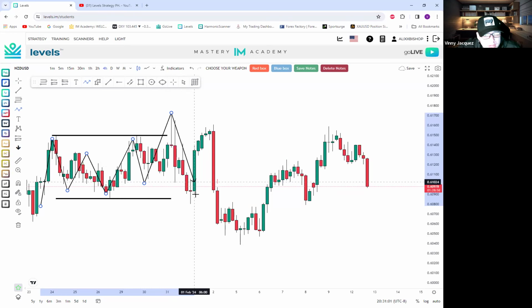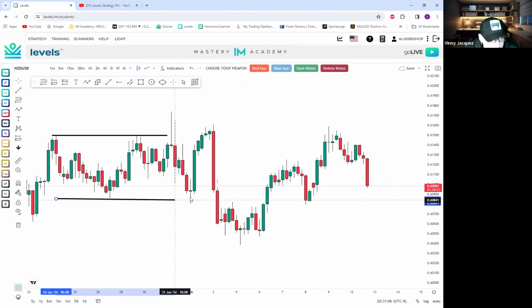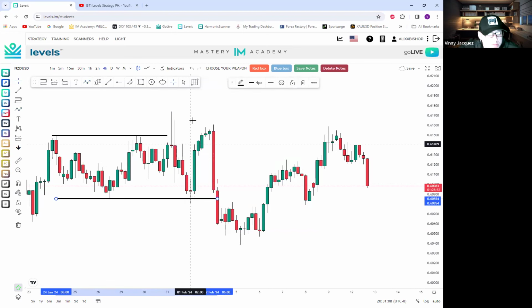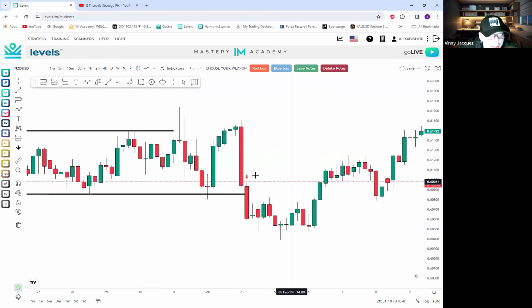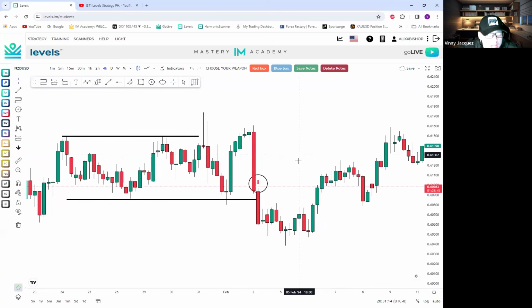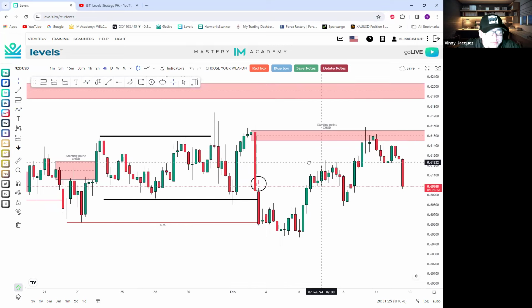Notice how we break and close below. Guys, this is a pretty clean setup right here. We break and close below. Now look, what do we got? Levels is helping us out. We got a red arrow. So am I gonna press the blue box? Red box, baby. Red box. Boom.